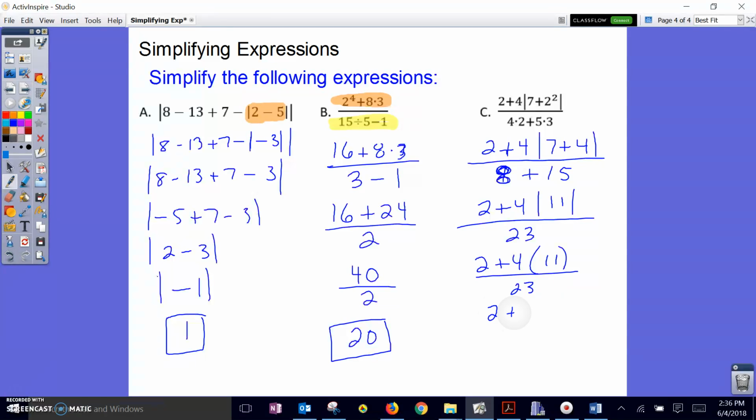And now we'll multiply. And we'll add. And then we'll divide out 46 divided by 23. That gives us 2. And that concludes our video on simplifying expressions.